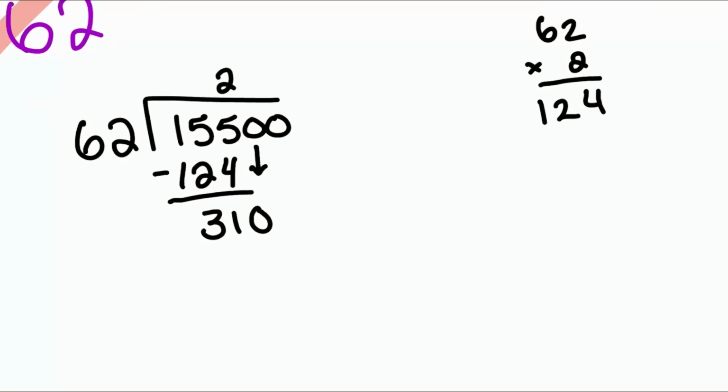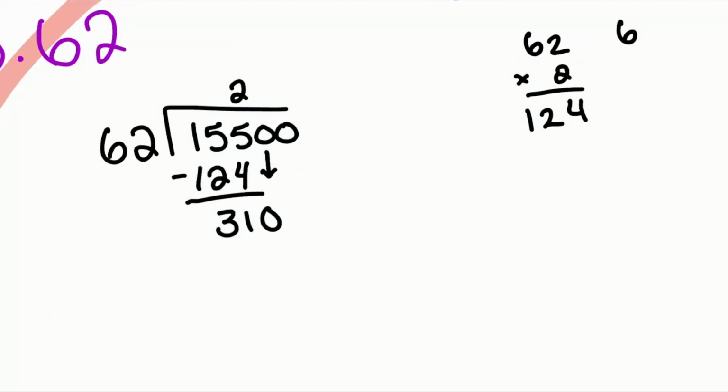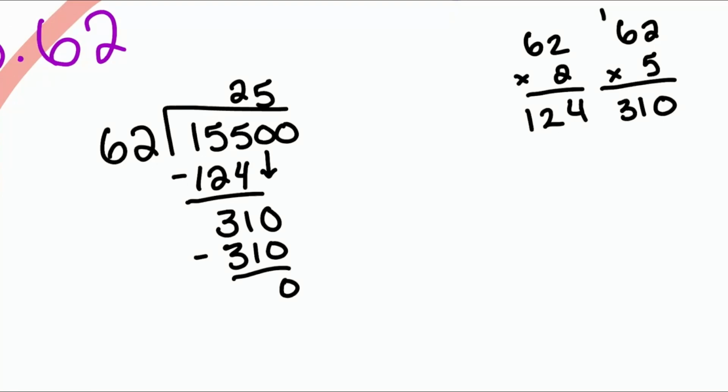5 times? Sounds good. Let's try it out. Let's confirm. Trust but verify, right? So 62 times 5, 2 times 5 is 10, carry the 1. 6 times 5 is 30, and then carry the 1 is 31. So yeah, 310, that is correct. That is 5. And we are good because there's nothing else to divide into.